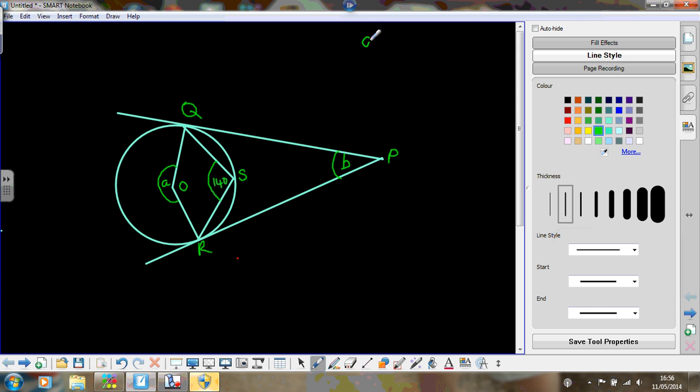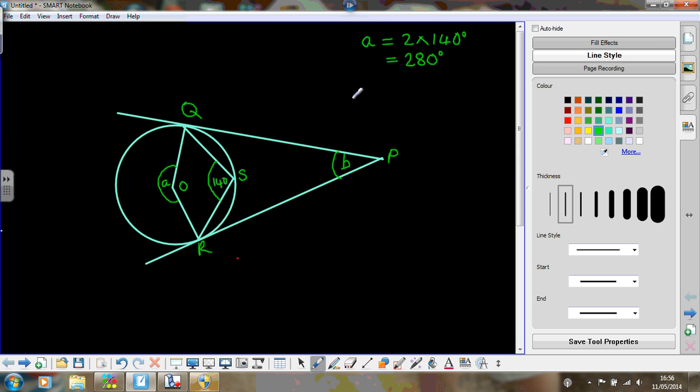So if we look at A, you know there's a relationship between the angle at the circumference and the angle at the center. The angle at the center is what A is doing. And we know from our circle theorems that the angle at the center is twice the angle at the circumference. So A is equal to 2 lots of 140 degrees, which makes it 280. So A is equal to 280 degrees.